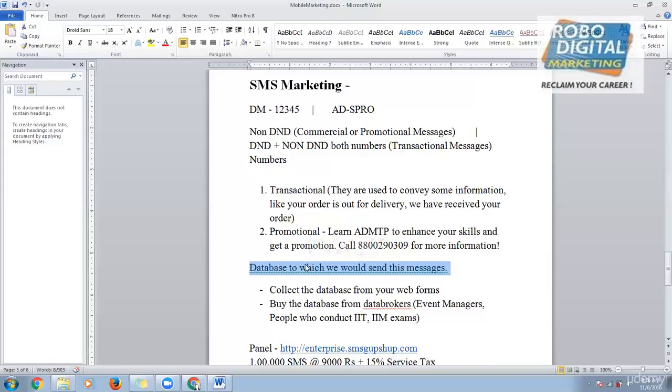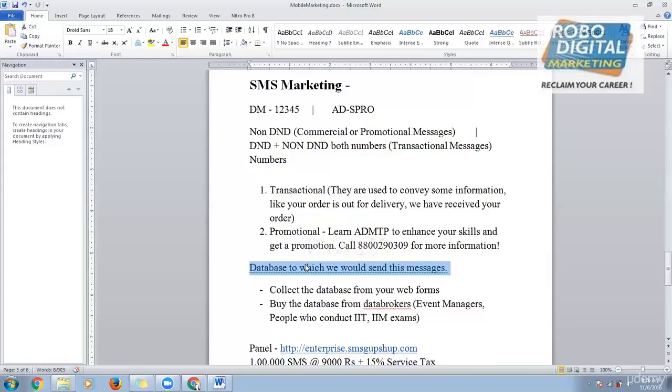Even you can get databases from mobile vendors and all. Everyone has the databases, so you can get it easily. Like Vodafone, Airtel can give you a huge amount of databases. But the important thing is the categorization. The categorized database is always preferred.